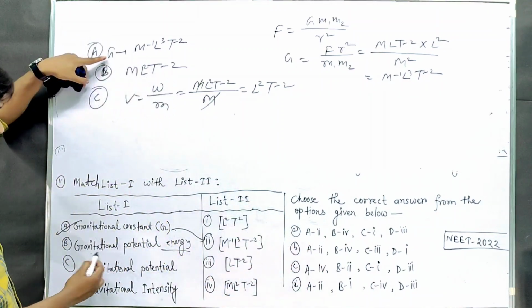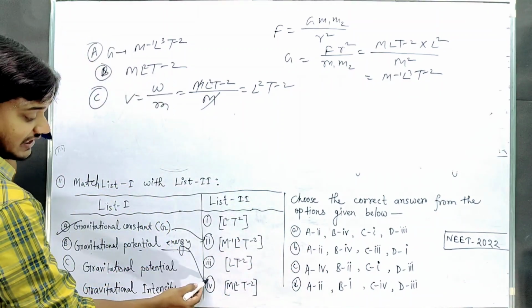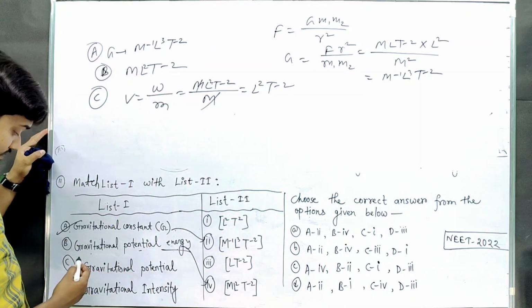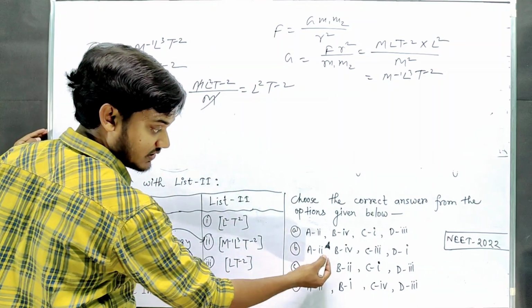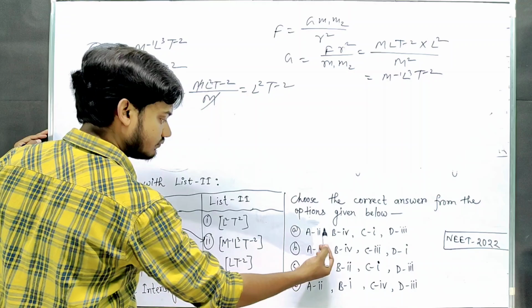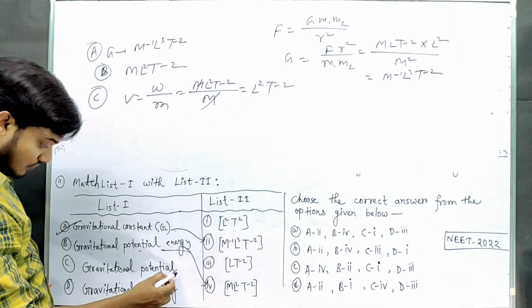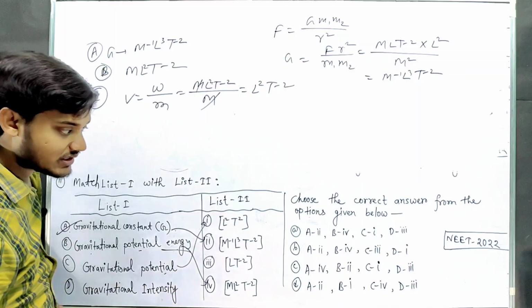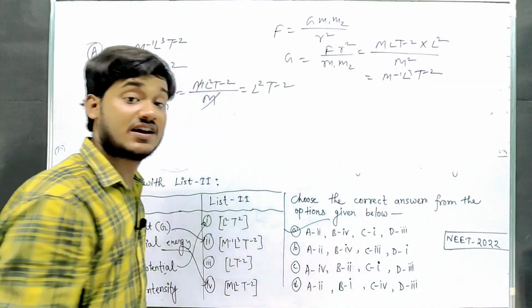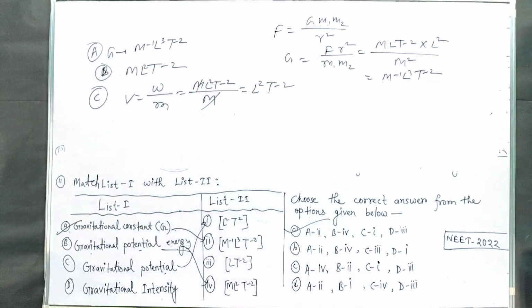Next, gravitational potential energy, energy means ML square T inverse 2, and B will be 4, B equals 4. So both. Next, gravitational potential, potential means L square T inverse 2, C will be 1, C will be 1. So option A is the right answer. Okay.